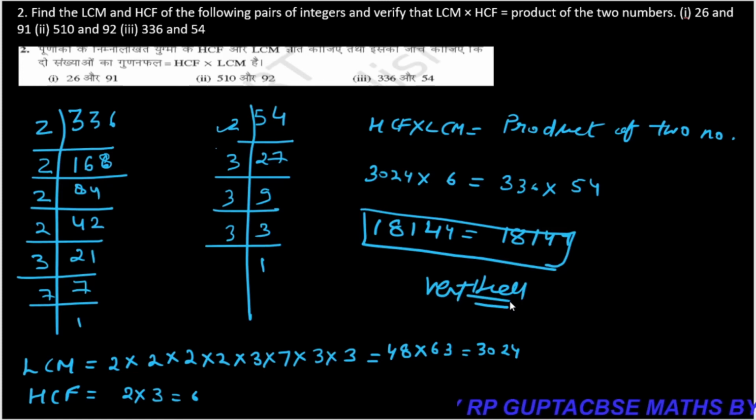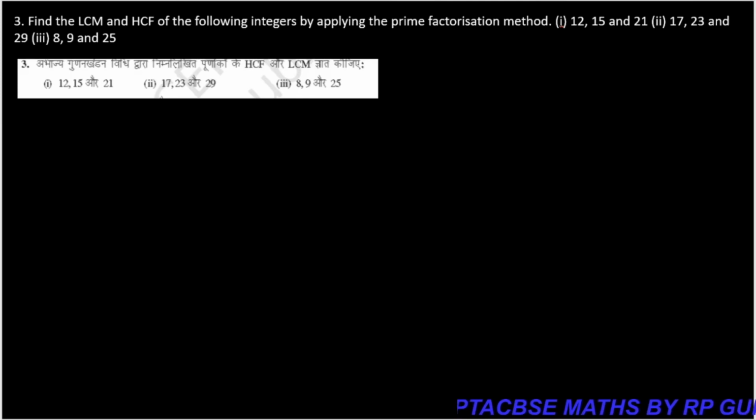Now we are going to solve the next question. Question number 3. What is question number 3? In this question, there are also 3 parts. Find the LCM and HCF of the following integers by applying the prime factorization method: 12, 15 and 21; 17, 23 and 29; 8, 9 and 25. So let me tell you how to do it. It is a very easy question.